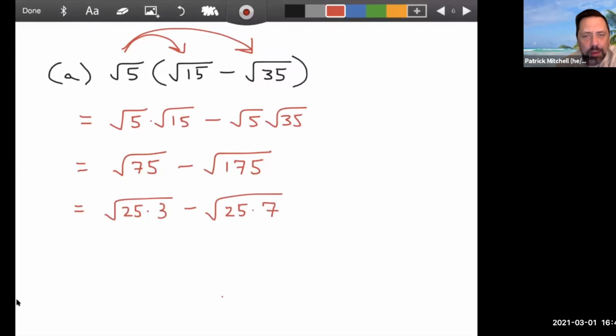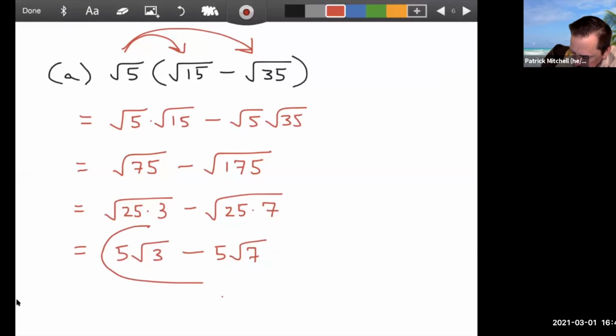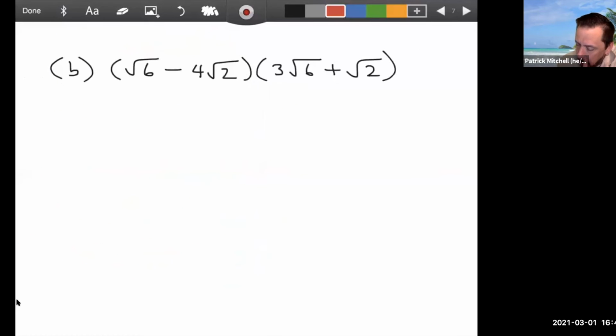So when you simplify these, you end up with 5 square root of 3 minus 5 square root of 7. And that's how you would leave this answer. It turns out these are not like radicals, so they have to stay separate. Next: square root of 6 minus 4 square root of 2 times 3 square root of 6 plus square root of 2. Does this look like anything you've done before?